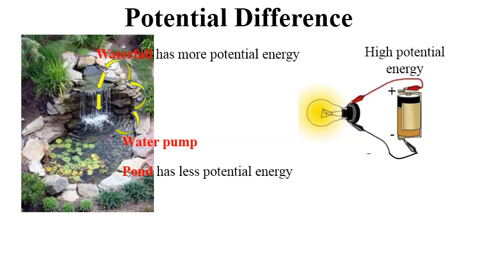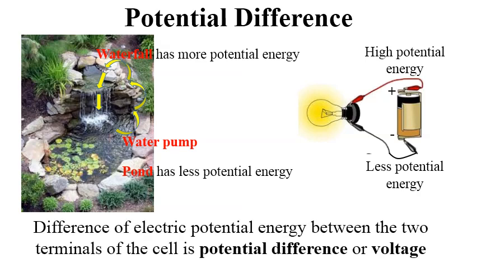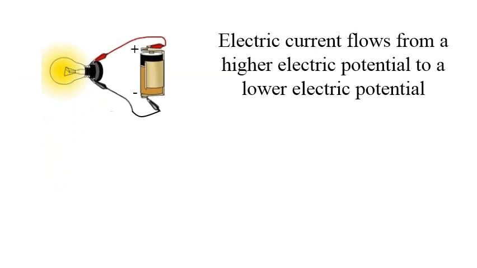Positive terminal has higher potential energy and negative terminal has lower potential energy. So the current flows from positive terminal to negative terminal. This difference of electric potential energy between the two terminals of the cell is called potential difference or voltage. In a circuit, electric current flows from a higher electric potential to a lower electric potential, or from positive terminal to negative terminal of the cell.